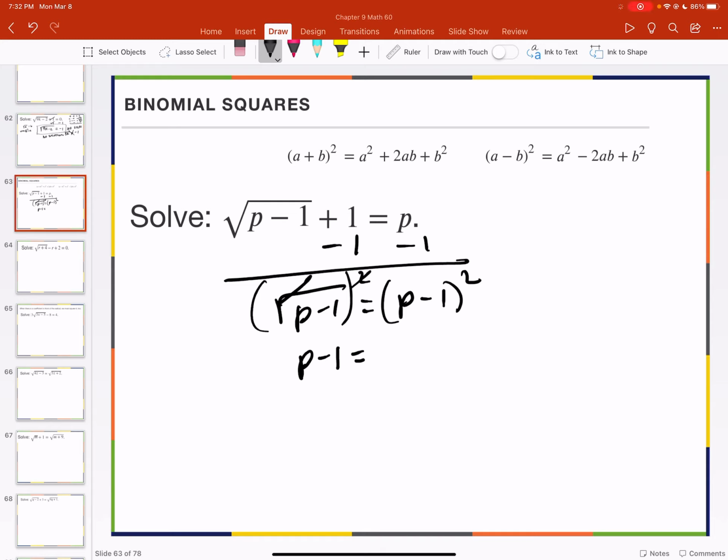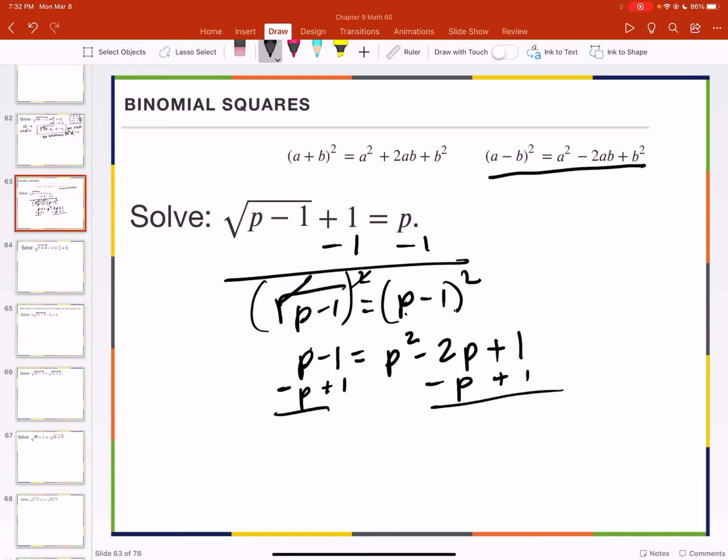On the right-hand side, you see that it's a perfect square trinomial, right? So first term squared, minus 2 times the product of p and 1, that's just p, and then plus the last term squared, that's just 1. So now we're here. Let's solve this for 0. I'm going to subtract p and add 1 to both sides. So that cancels. You get 0 is equal to p squared minus 3p plus 2.